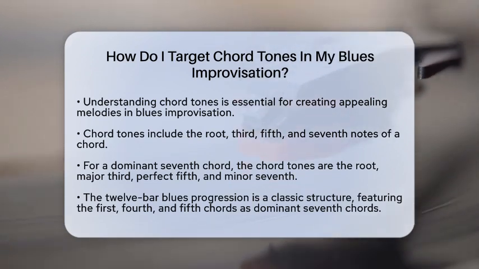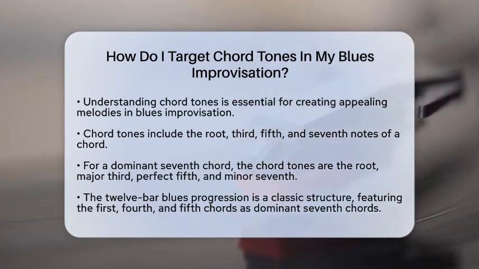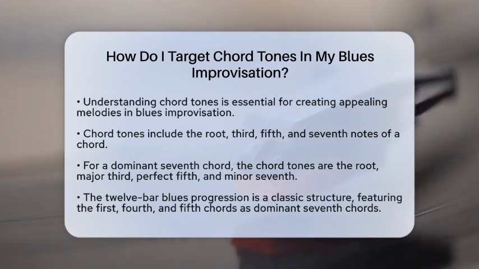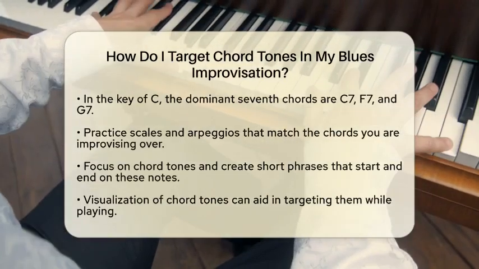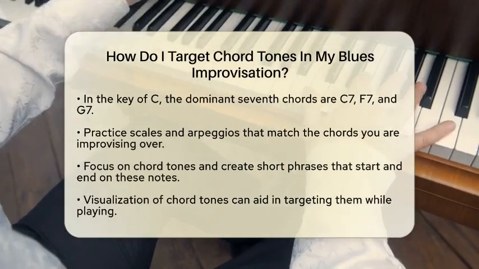The 12-bar blues is a classic example. This progression usually involves the first, fourth, and fifth chords, each functioning as a dominant seventh chord. For instance, in the key of C, you would be working with C7, F7, and G7.